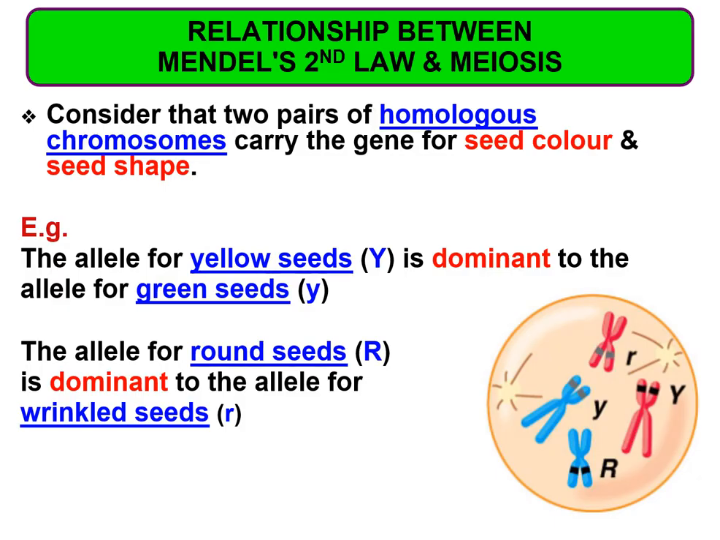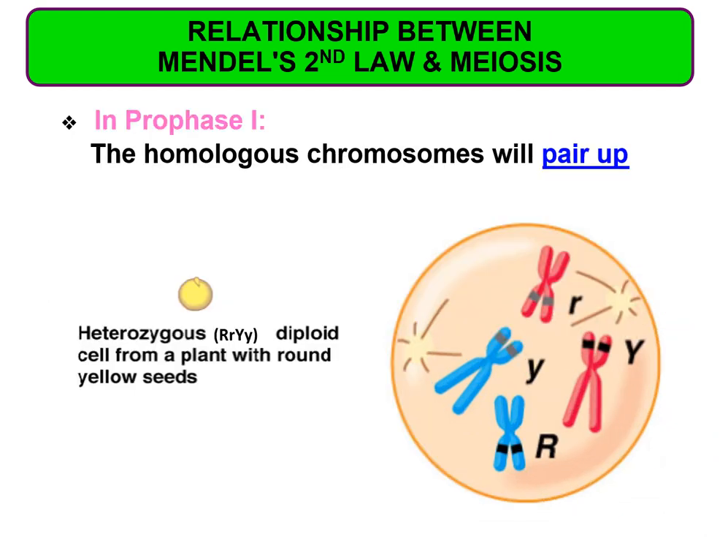So the relationship between Mendel's second law and meiosis. Consider that two pairs of homologous chromosomes carry the genes for seed color and seed shape. Ini dua karakteristik. So the allele for yellow seed is dominant to the green seed. Round seed is dominant to the wrinkled seed. Kita tengok gambar ni, ni prophase 1. So Y should pair with Y, R should pair with R. During prophase 1, the homologous chromosomes will pair up.